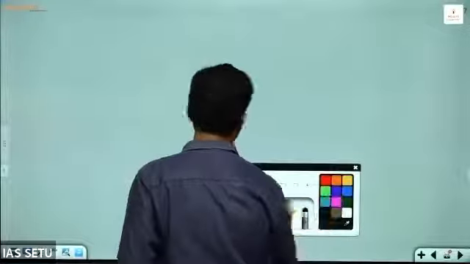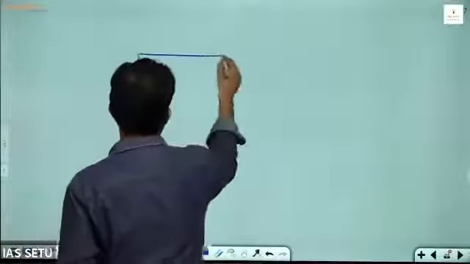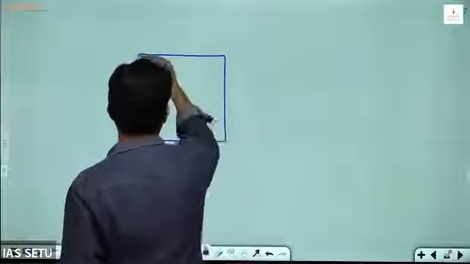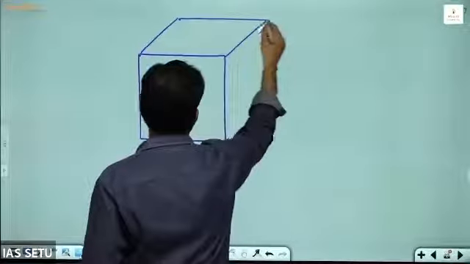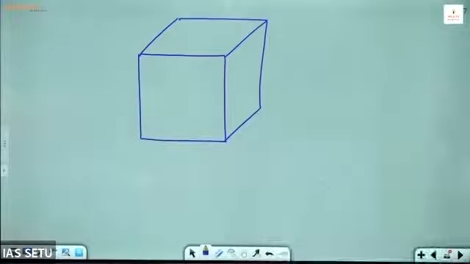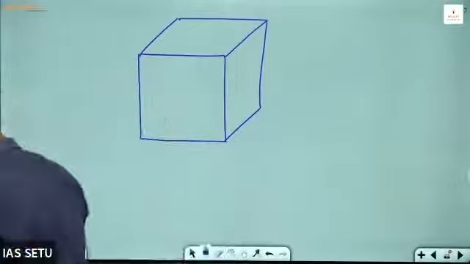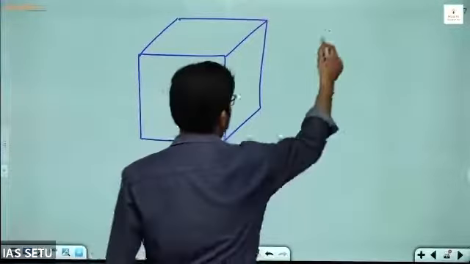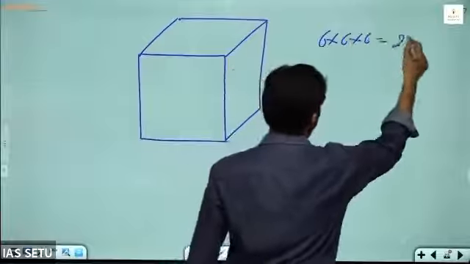length 6 centimeter. So we have a large cube which is 6 centimeter by 6 centimeter by 6 centimeter. So it is 6 by 6 by 6. So it becomes 216 centimeter cube, volume wise.